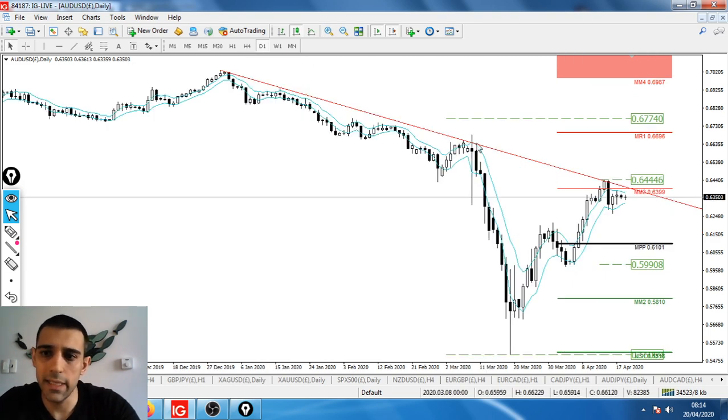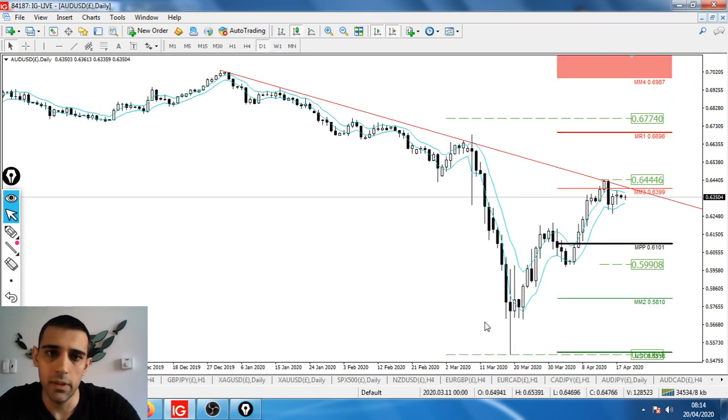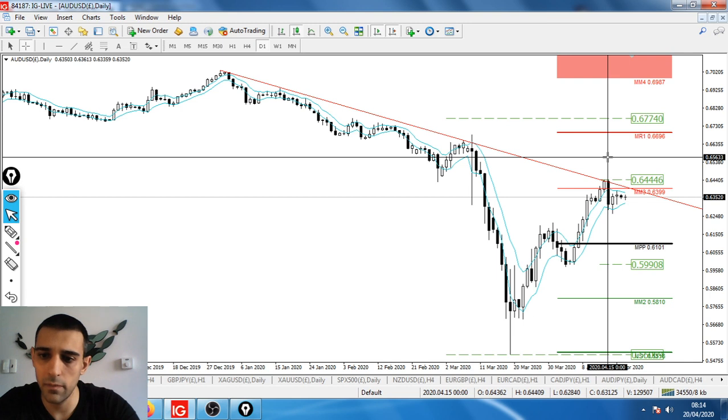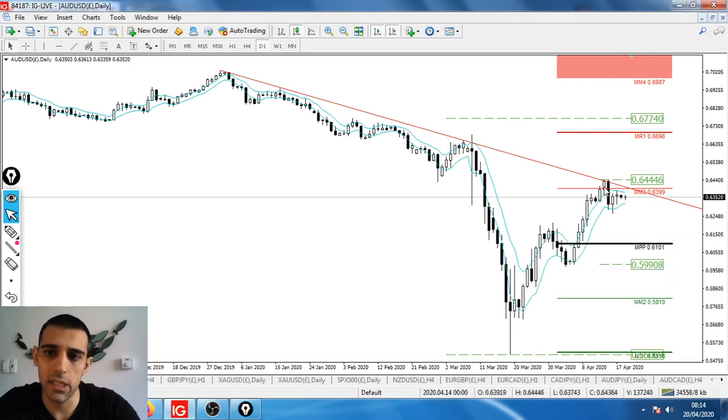So on this one, it's been a bit choppy. As we can see, this is a 4-hourly time frame. Let's see what we have. On the daily time frame, the price is pushing higher. I think it was the 15th, which is Wednesday, we had this nice bearish candle, and since then the price has pushed a little bit up, and then it's been chopping around for the last couple of days.